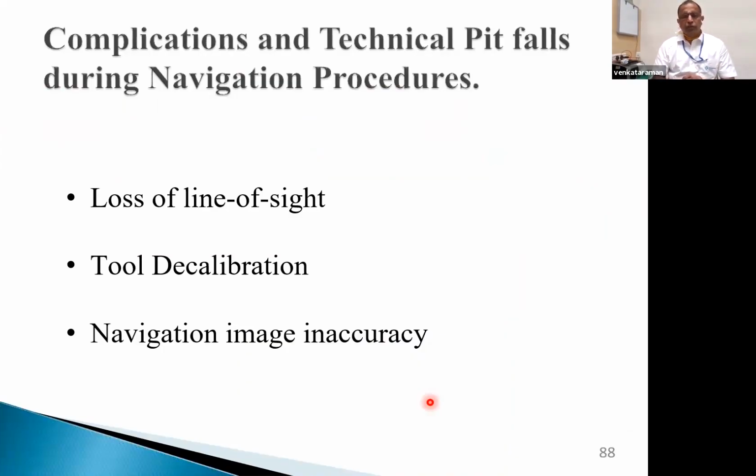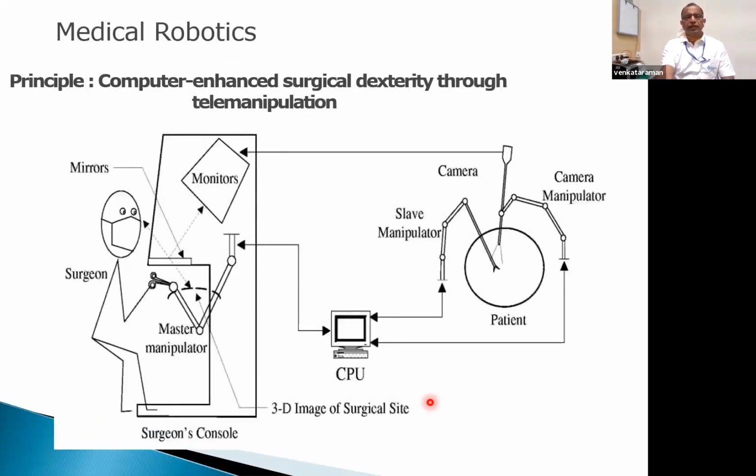And next is tool decalibration. What I mean by that is the geometric data of the tracked tool does not match the actual geometry. This is more of a surgical engineering term that can happen. And navigation image inaccuracy can happen when there is a mismatch between the displayed images and the intraoperative pictures. Commonly, it is because of not taking time over registration, so errors occur. We have to take time in giving accurate registration of the bony landmarks of that particular patient to the computer.